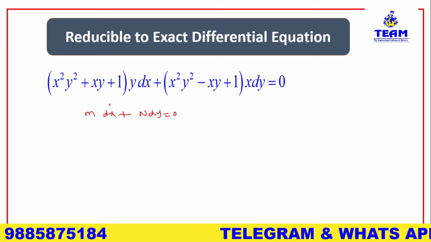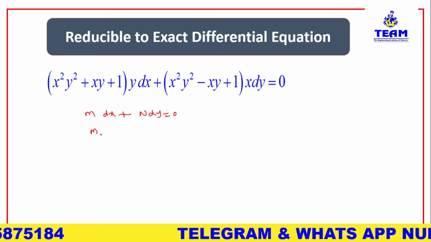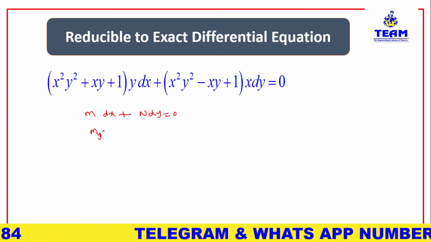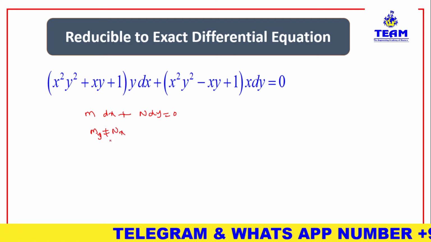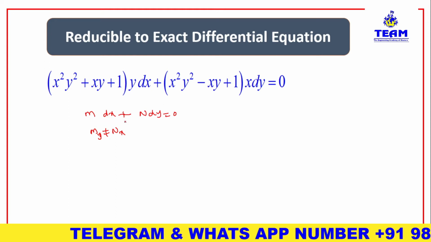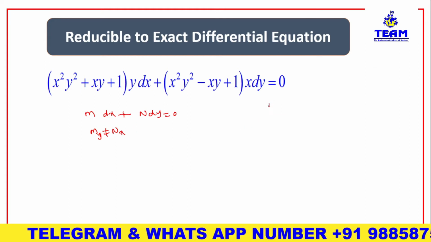So these all are non-exact. How can you say the differential equations are non-exact? It should satisfy which condition? ∂M/∂y not equal to ∂N/∂x. Then you can say that the differential equation M dx plus N dy is equal to 0 is non-exact.